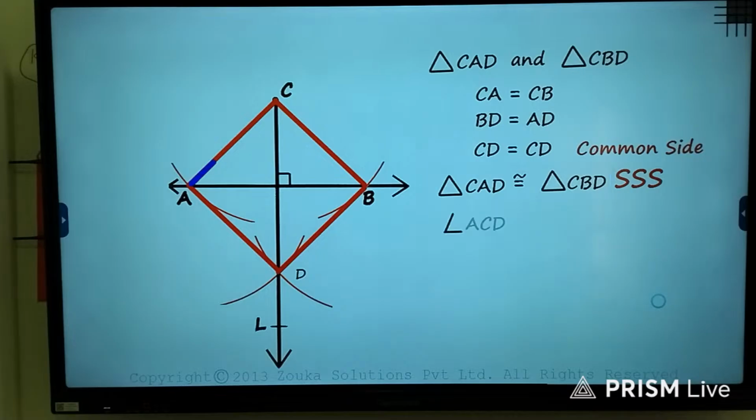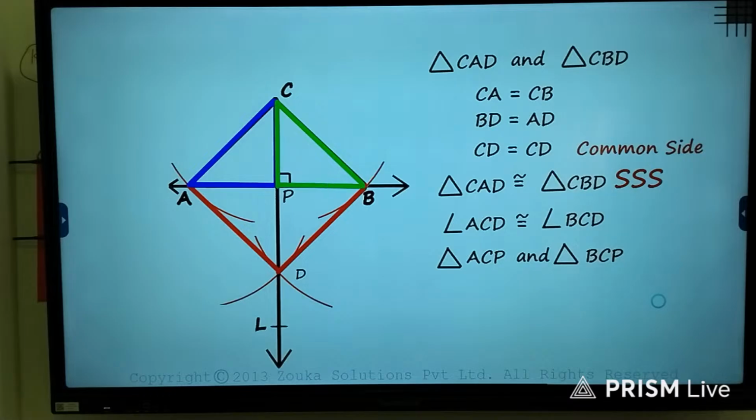This tells us that angle ACD is congruent to angle BCD because they are corresponding angles of congruent triangles. Let's call this point P. Now look at triangle ACP and triangle BCP. We know that AC is congruent to BC. We just proved that angle ACP is congruent to angle BCP, and CP is a common side to both the triangles. By the SAS congruence condition, these two triangles are also congruent.